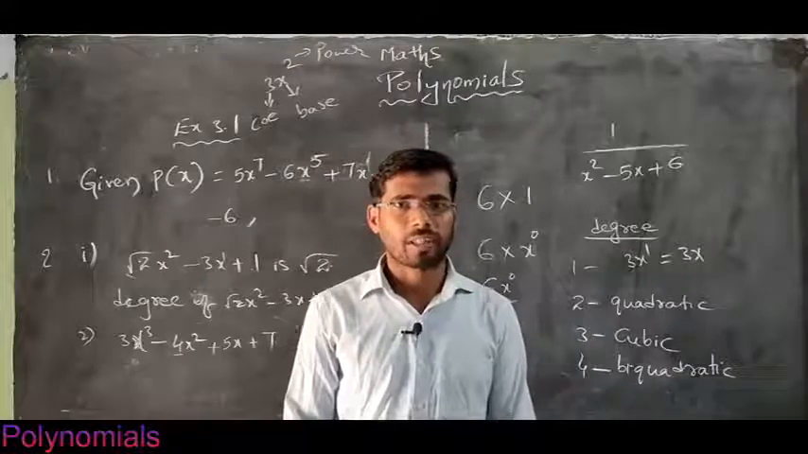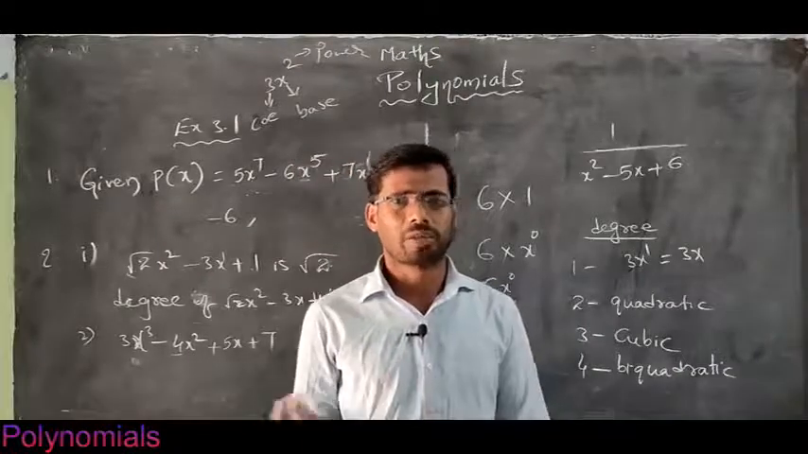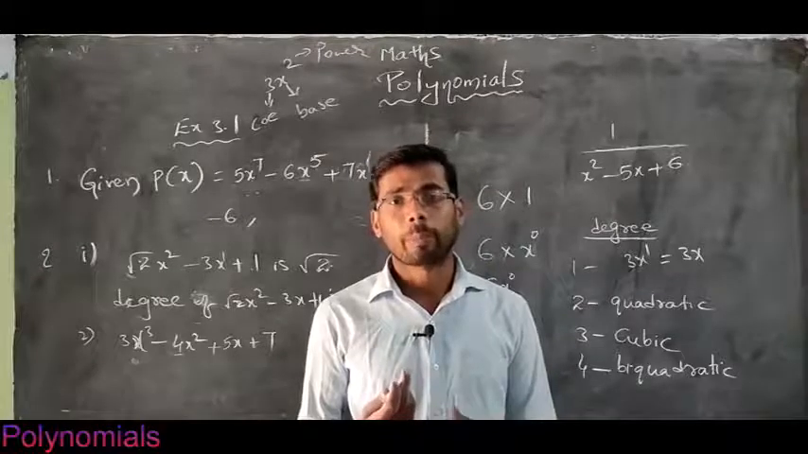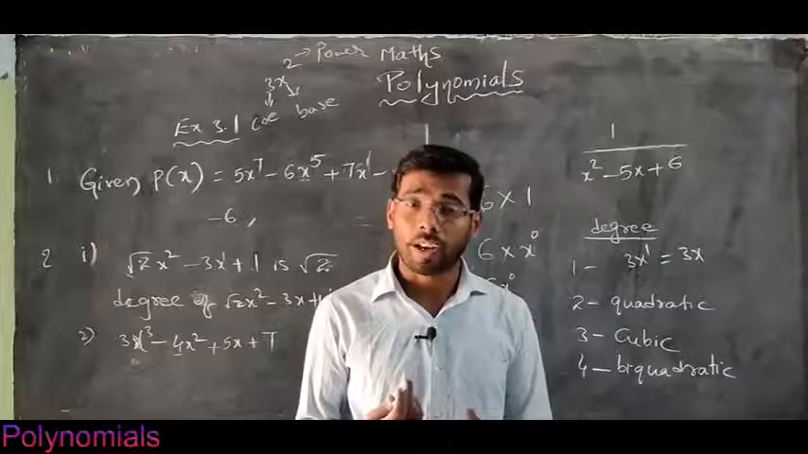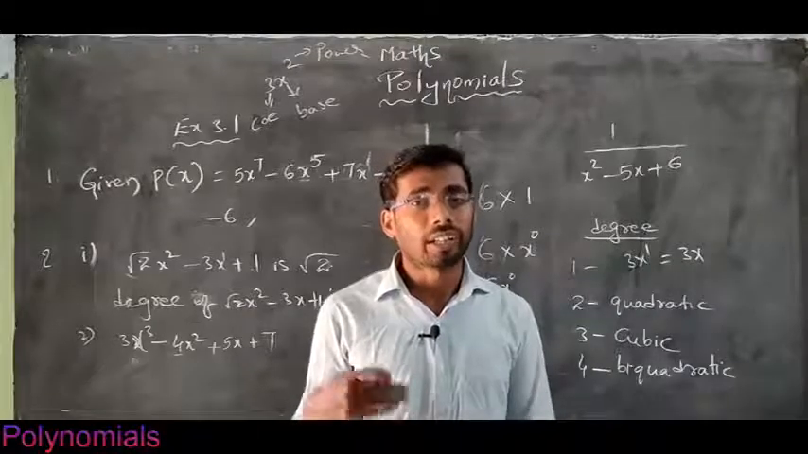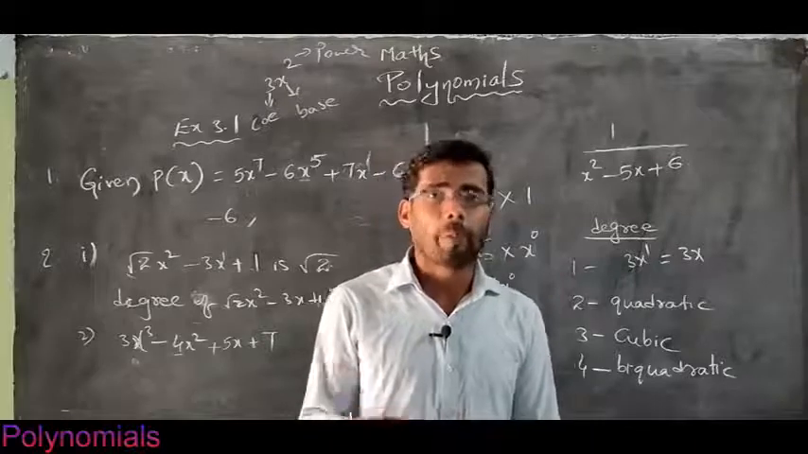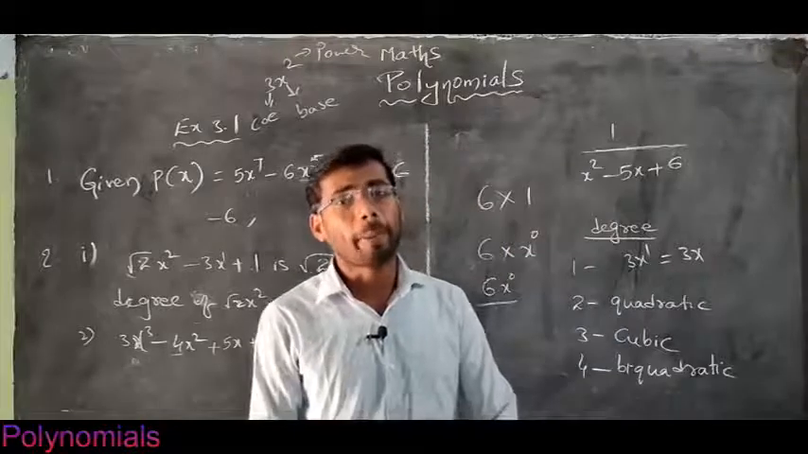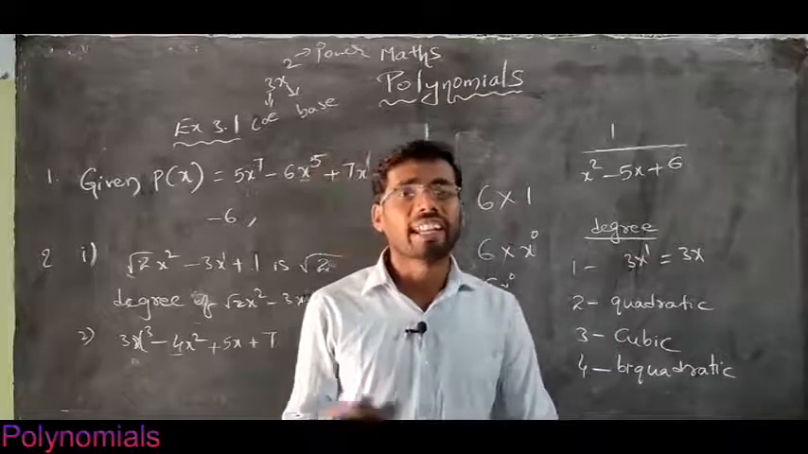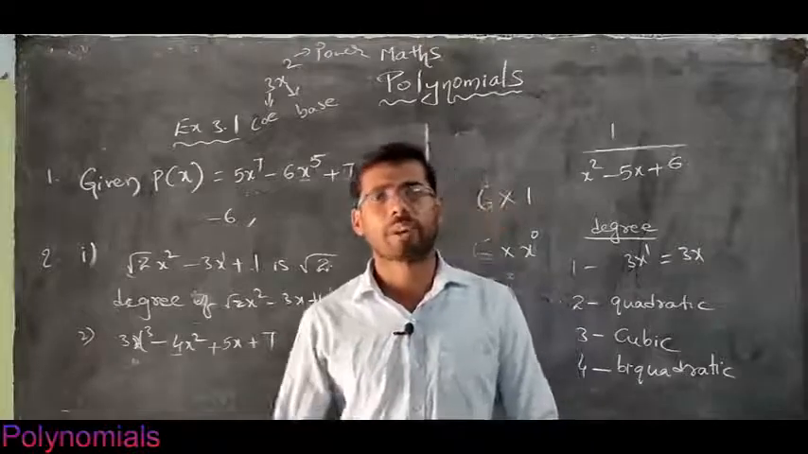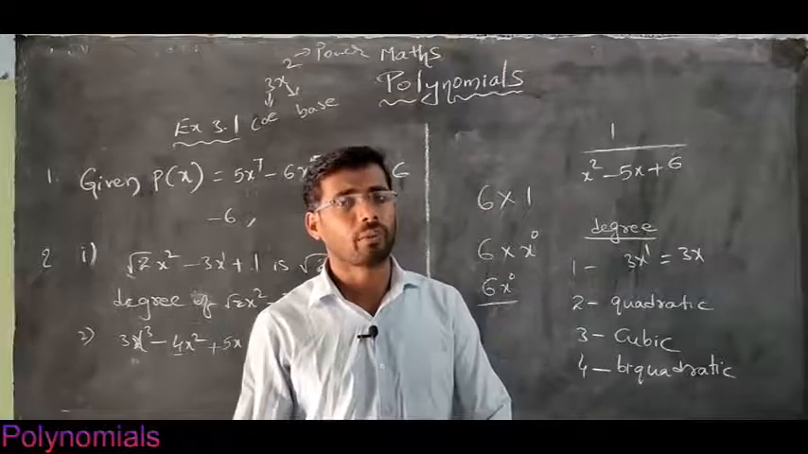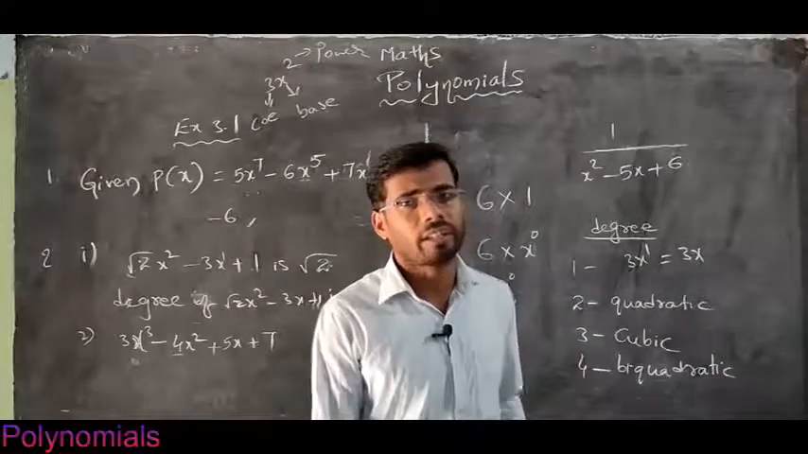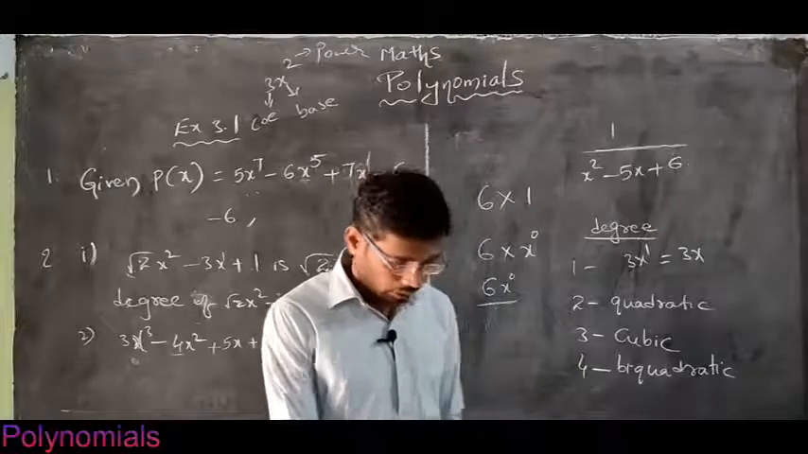Degrees, I was explaining about. In a polynomial, if degree is 1, we read it directly; there is no particular name. If degree is 2, we call it a quadratic polynomial. If degree is 3, we call it a cubic polynomial. If degree is 4, we call it a biquadratic polynomial. If degree is 5, then we read it as degree 5. There are no particular names from degree 5 onwards, only up to 4. Degree 2 means quadratic, 3 means cubic, 4 means biquadratic.